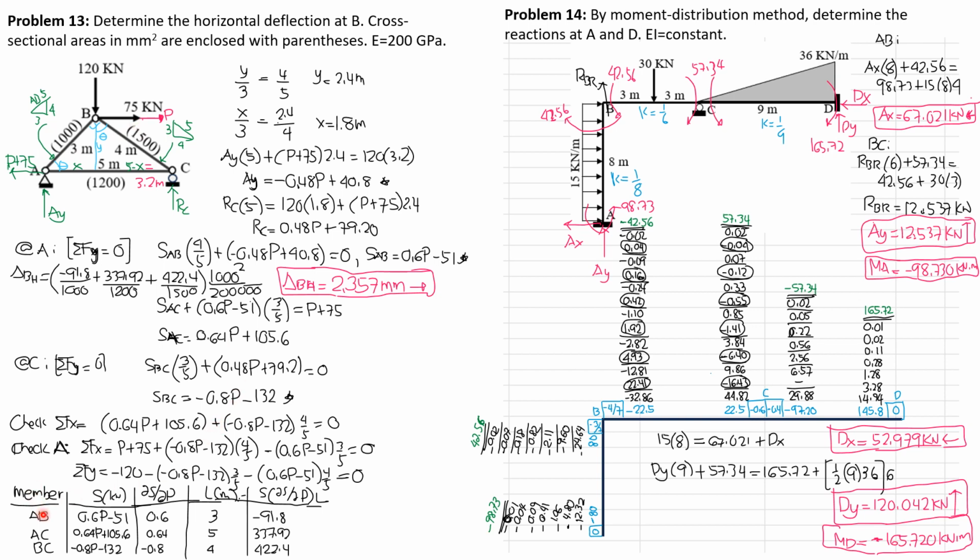So we tabulate. We have three members only, AB, AC, and BC. Remember that P is just invented, so it is 0. So SAB is 0.6P minus 51. The partial derivative with respect to P is 0.6. The length of AB is 3. Then getting the product, we set P to 0: negative 51 times 0.6 times 3 is negative 91.8.